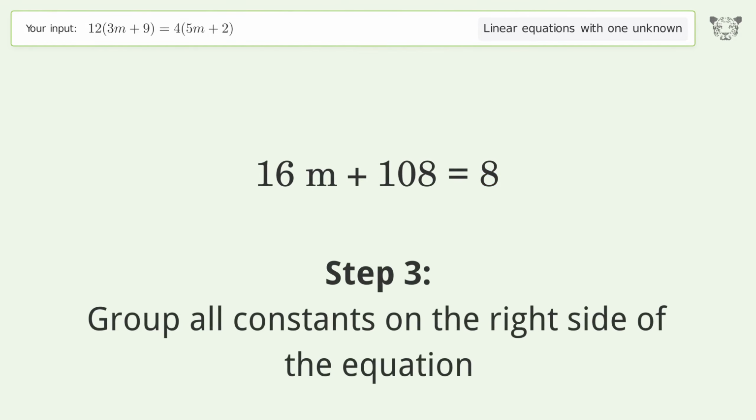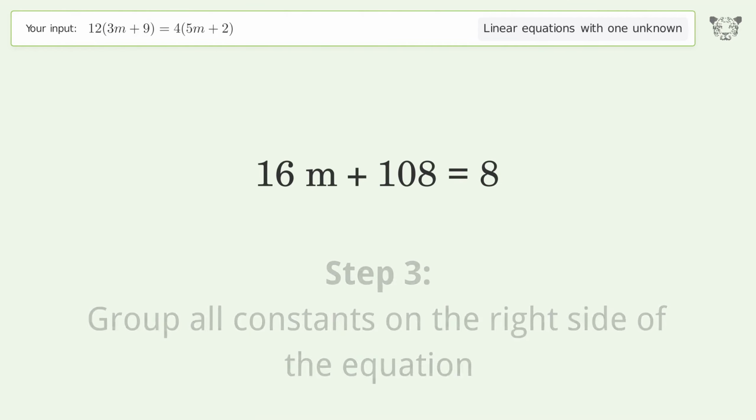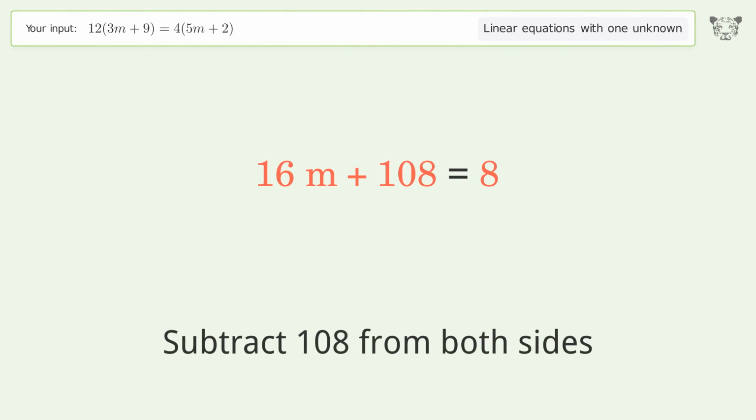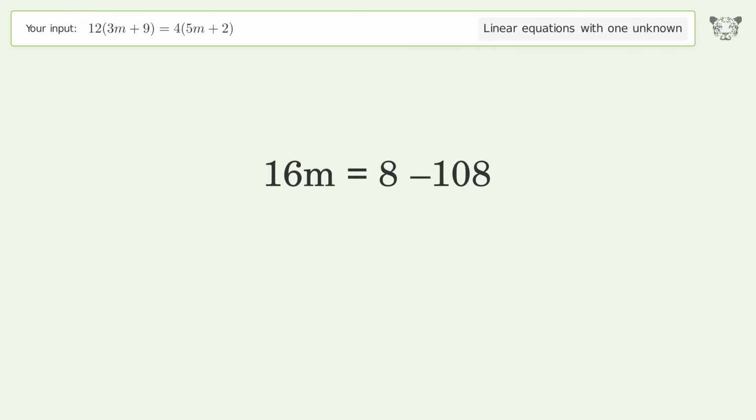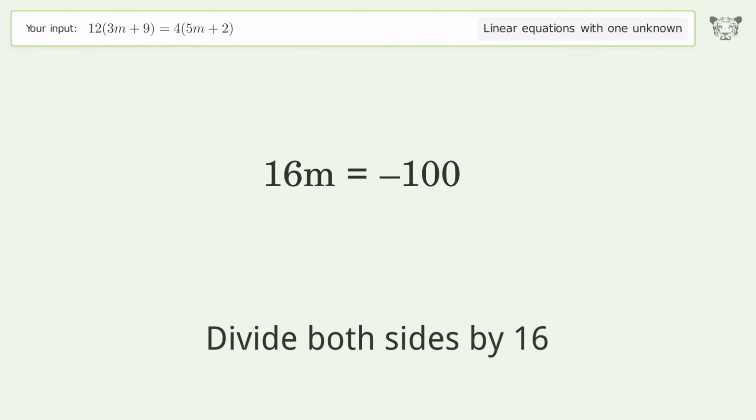Group all constants on the right side of the equation. Subtract 108 from both sides. Simplify the arithmetic. Isolate the m. Divide both sides by 16.